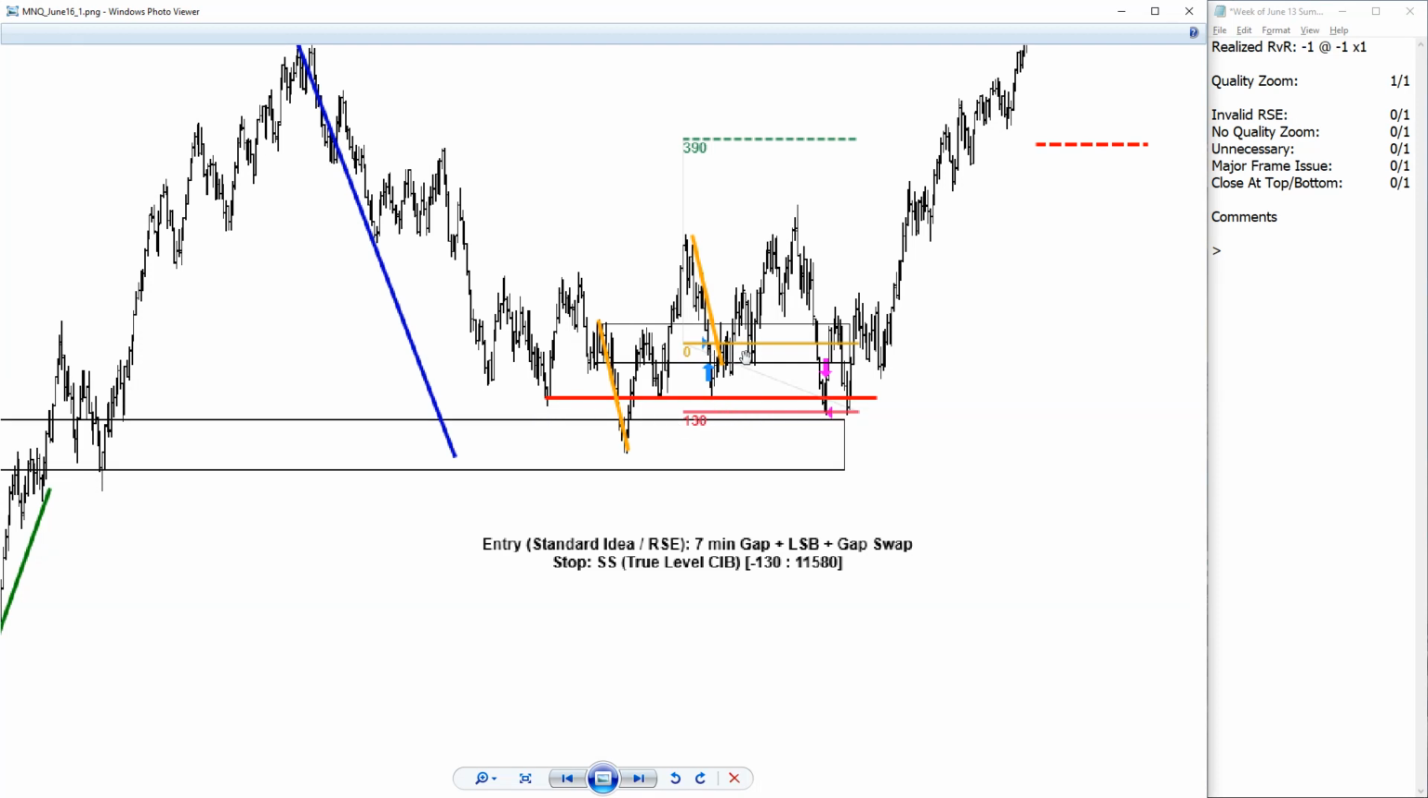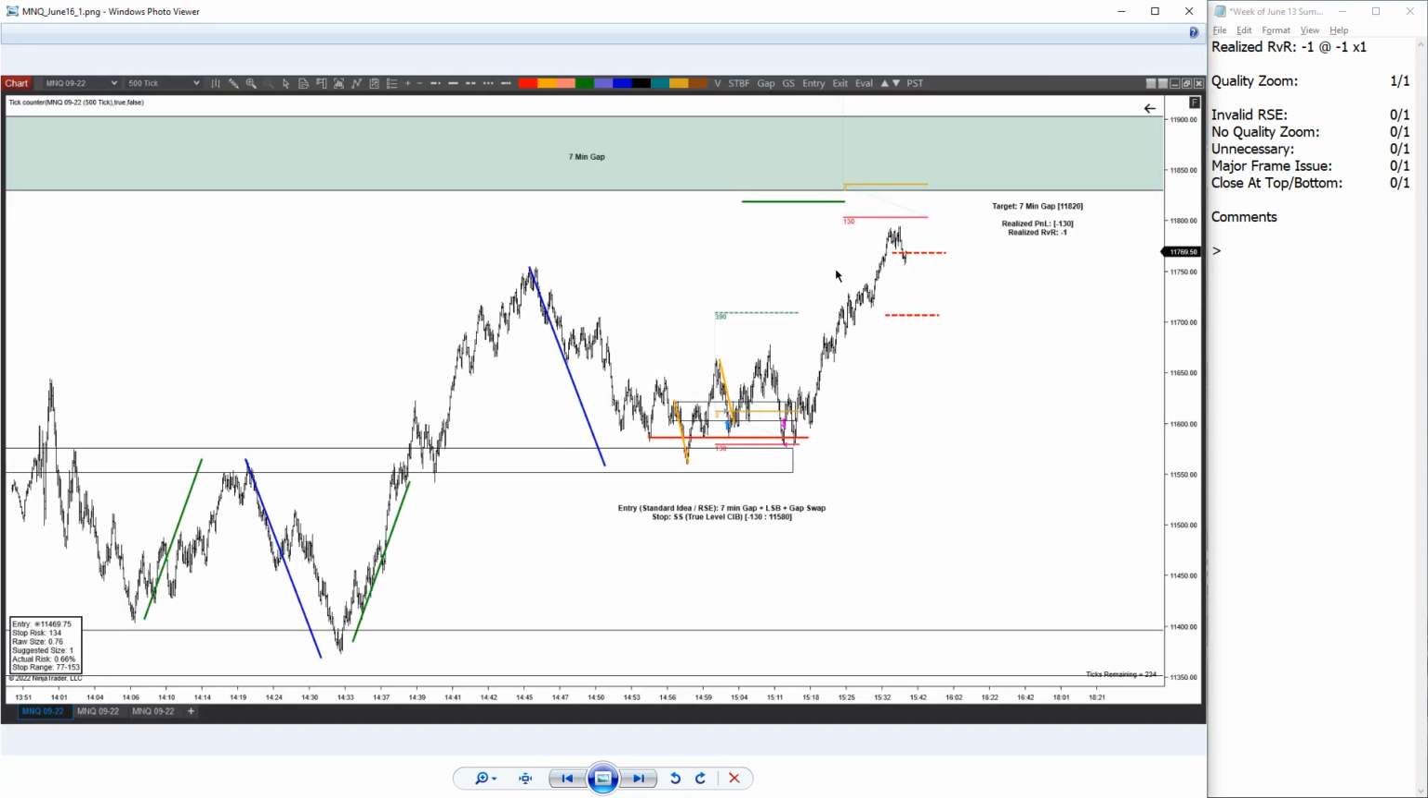Also, the frequency that I got in was a bit fast. However, I saw this as a good zone to get on because it was a nice swap. So I didn't want to be too cheap. I want a bit better. Anyways, if I had my entry here, a stop a bit lower would have been nice. And the target would be the gap.